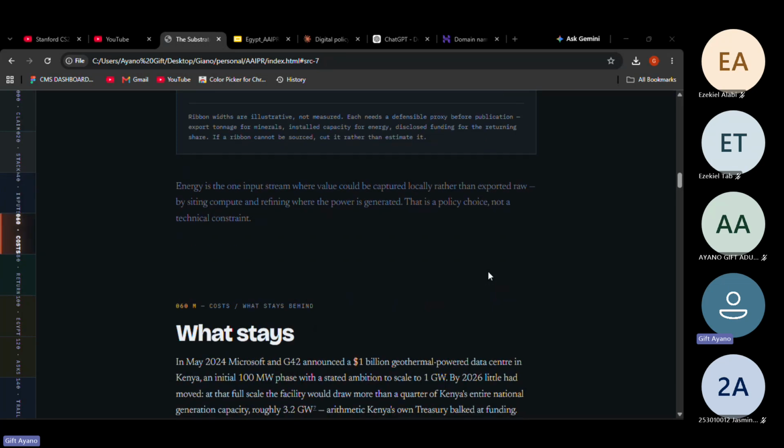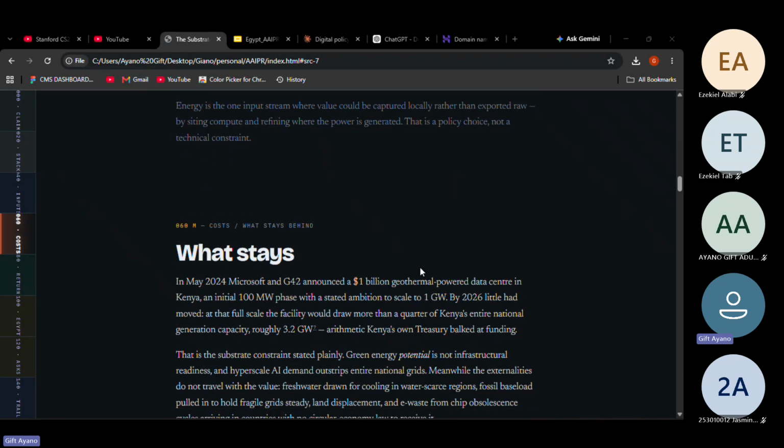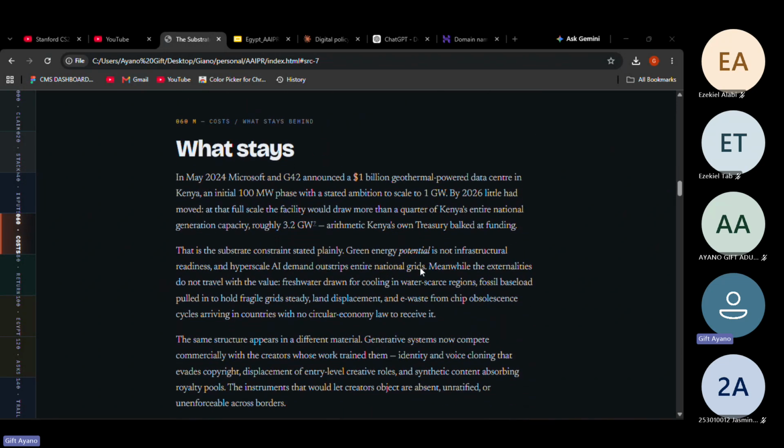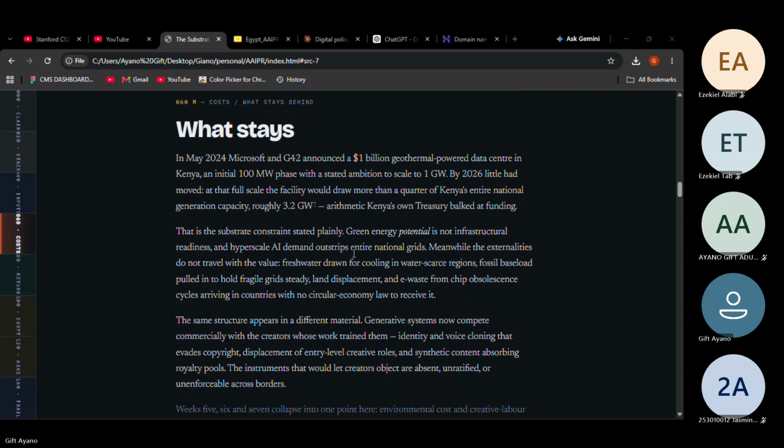Energy is one of the input streams where value could be captured, but by exporting most of it to sites abroad for computing, the power generation becomes something that is not our own. That's where policy needs to come into place. I talked about this update when I was speaking about energy: Kenya and Microsoft announced a $1 billion geothermal data center build in Kenya. They started, but by 2026, very little has gone.